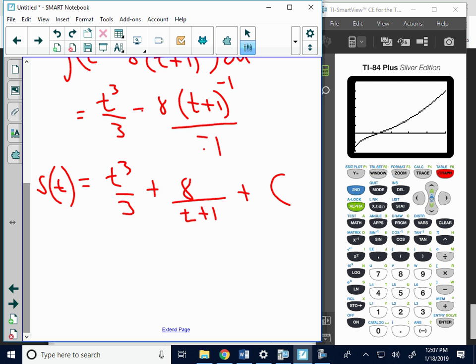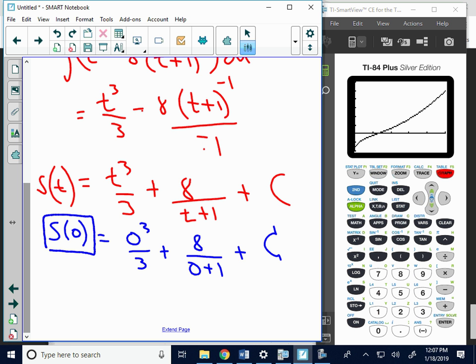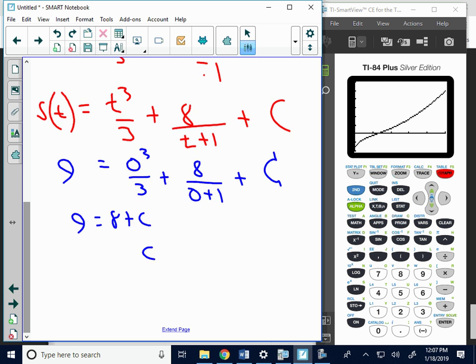So s of 0 is 0 cubed over 3, plus 8 over 0 plus 1, plus c. But wait a minute, I wrote s of 0. We know what that is, don't we? s of 0 is 9, because they told us this. Let's put that there. So now we get 9 is equal to 8 plus c. So c is equal to 1.